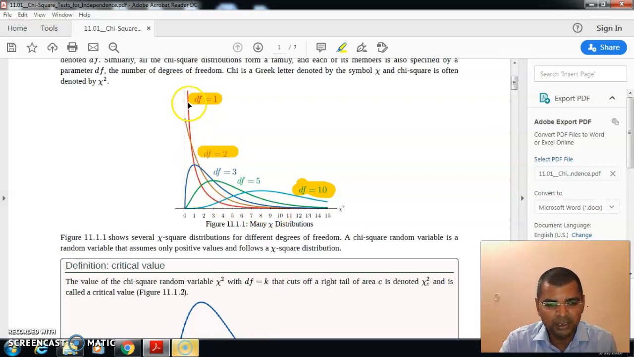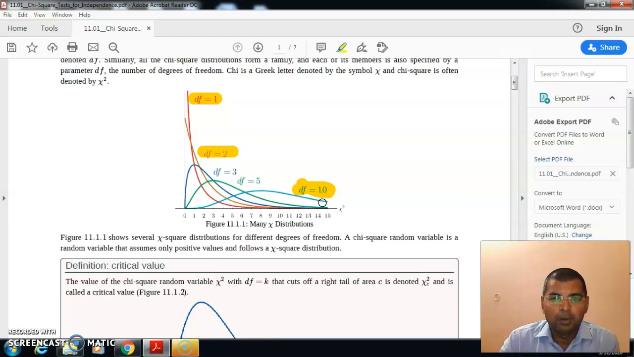If you see the 1 degree of freedom, then shape of the curve is this. If you see 3 degree of freedom, then shape of the curve is this. If you see 10 degree of freedom, the shape of the curve is this. What it shows that if you keep increasing your degree of freedom, the shape of the curve is moving towards the symmetric distribution.